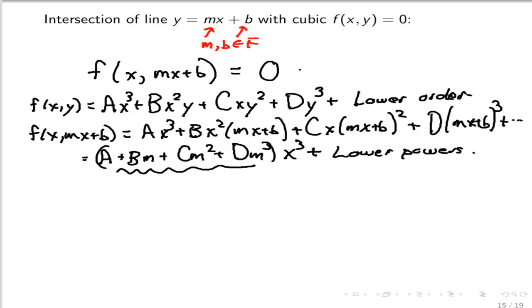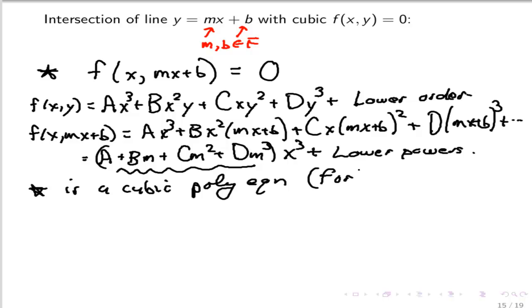So this is, let's call it star. So star is a cubic polynomial equation for all but possibly 3 values of m. Right? Depends on how many values of m in your given field make this equal to 0.